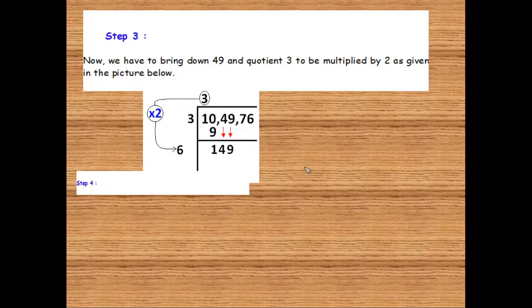149. So after we have done this, we are going to take the quotient here. The quotient is basically 3 here. We're going to add 3 plus 3, or 3 into 2, but like this we can add it.